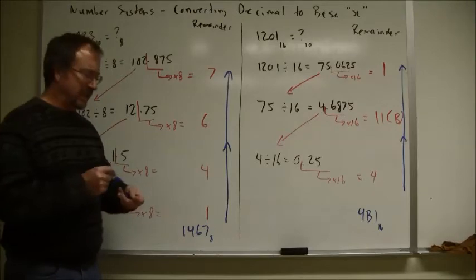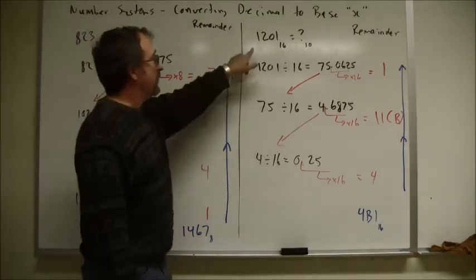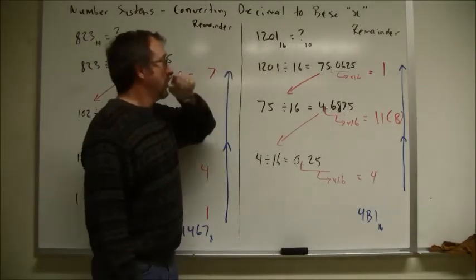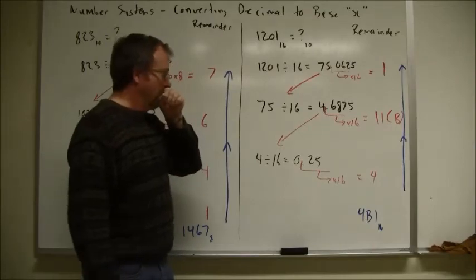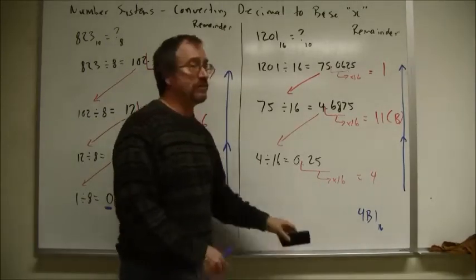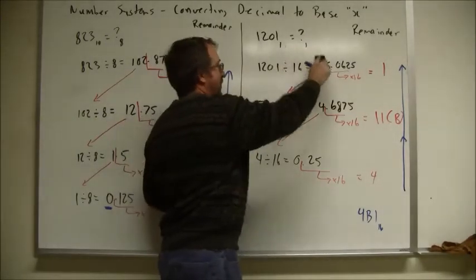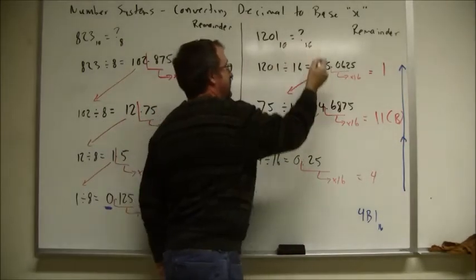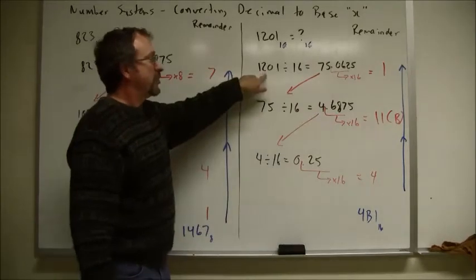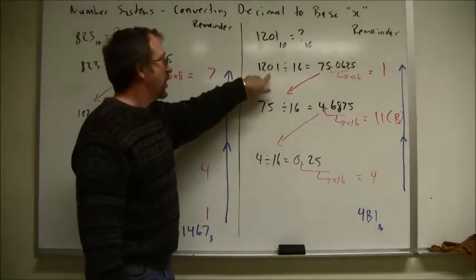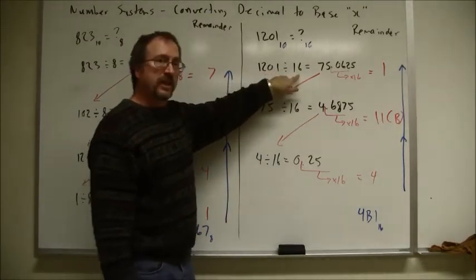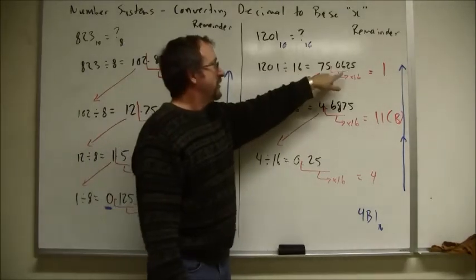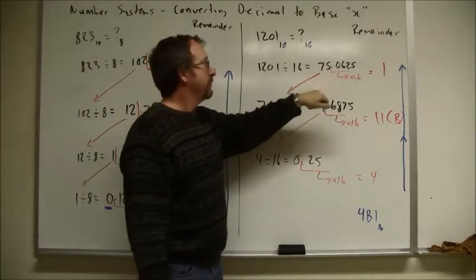Let's do it again with base 16 this time. So here I've got 1,201. Excuse me, I've already messed it up. As a base 10, and make it into a base 16. Okay. So we start by dividing by the base. 1201, divide that by 16, that gives us 75.0625.